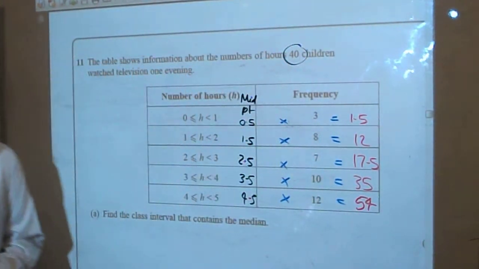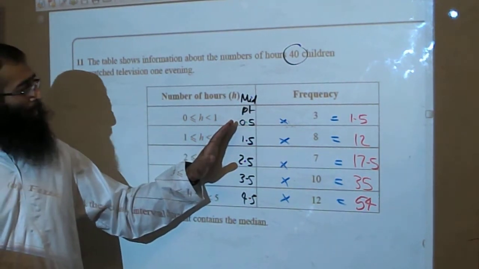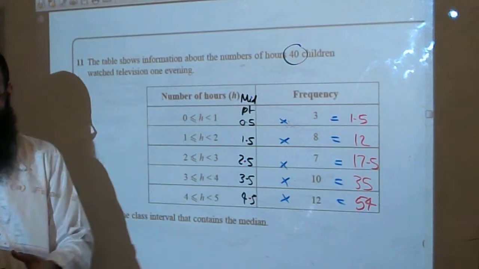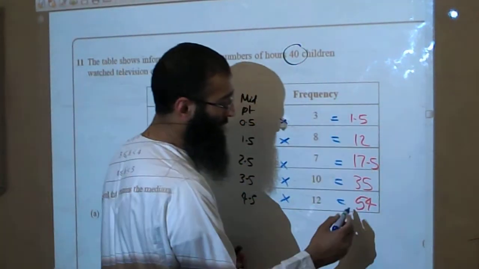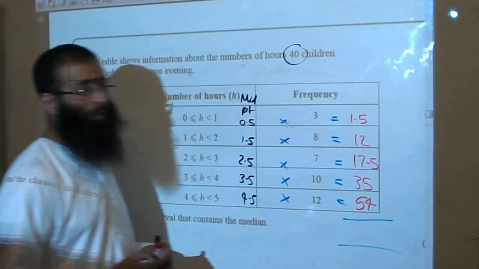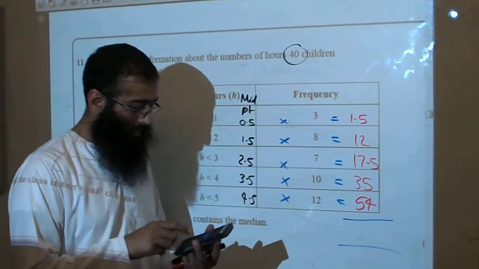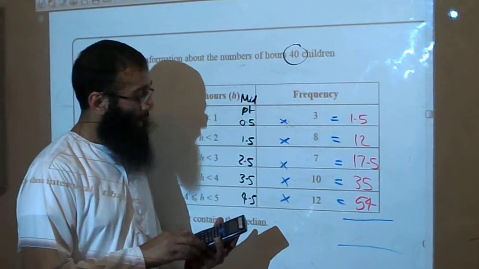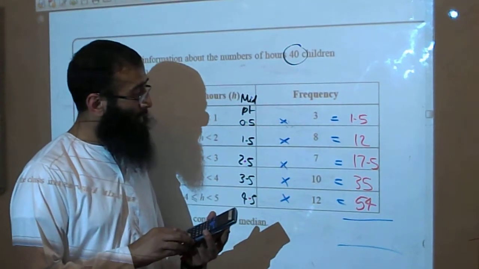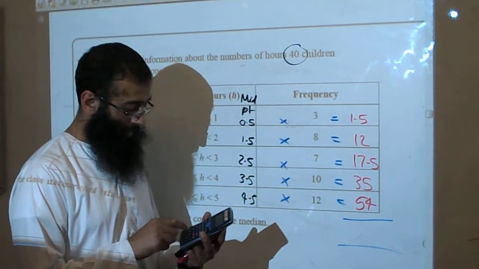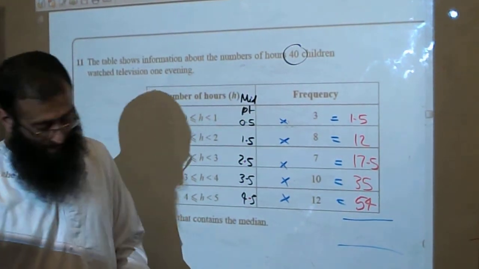Okay, now, Mr. Harun has helped with the first bit. We have to work out the midpoints. After the second bit, we have to multiply them by the frequency. Now, Mr. Umar, what do you do next? Yeah, add up all these values here. 120. Okay, now I want some totals, please, folks. I want everybody else to work them out, please. We got 1.5 add 12, add 17.5, plus 35, plus 54 equals 120.